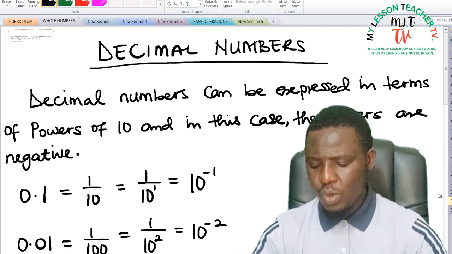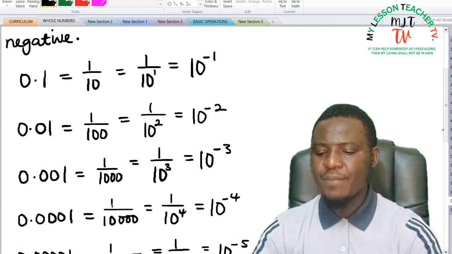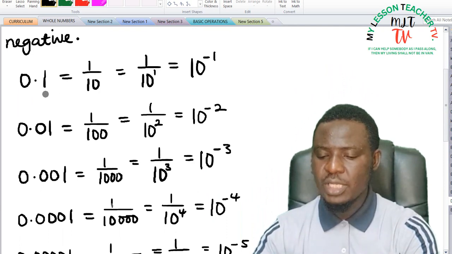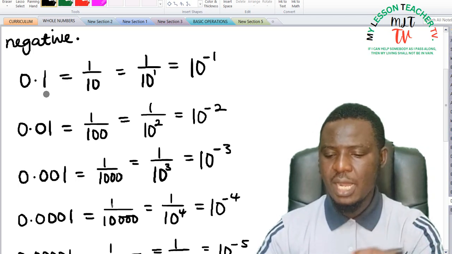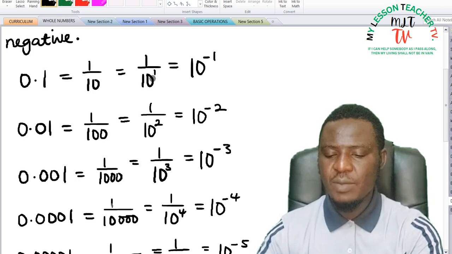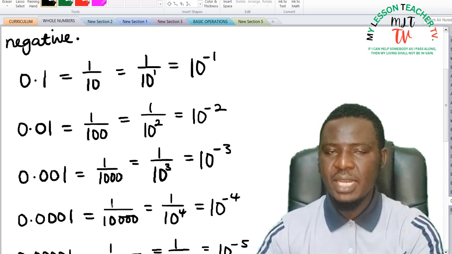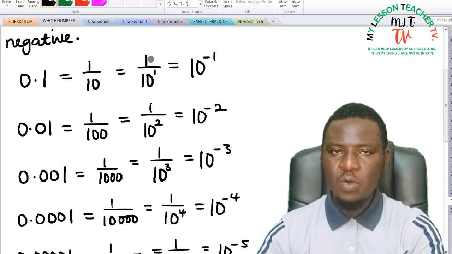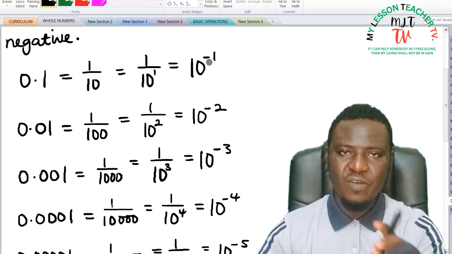For example, we have 0.1. 0.1 as a fraction can be expressed as 1 divided by 10 because this 1 is occupying the tenth place value, and this can be expressed as 1 divided by 10 raised to the power of 1, because in terms of multiples of 10, at the last class I told you that 10 can be expressed as 10 raised to the power of 1. And if it is a fraction, 1 over 10 raised to the power of 1 can now be expressed as 10 raised to the power of negative 1, indicating that it is a fraction.